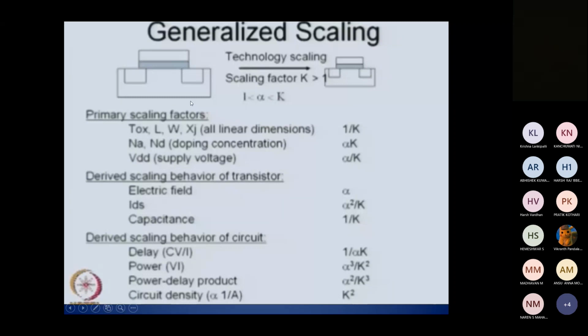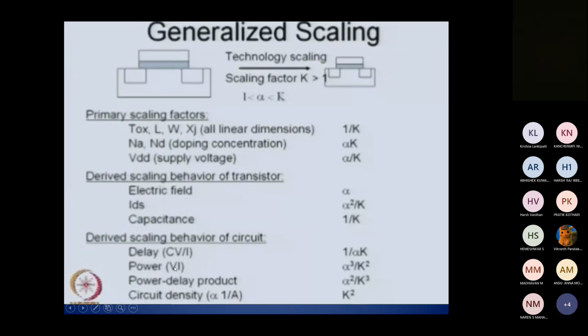Now, this is all about the primary scaling factors and the derived scaling behavior of the transistor. If we go to the derived scaling behavior of the circuits, that means the delay, power, power delay product or circuit density, then in these cases the delay, which is the ratio of CV divided by I, that is capacitance, voltage, and I the current, will be reduced by alpha K times. So 1 divided by alpha K.